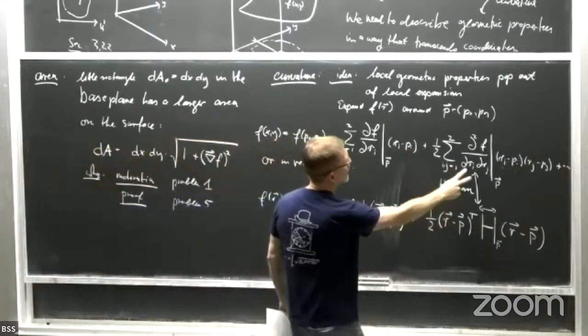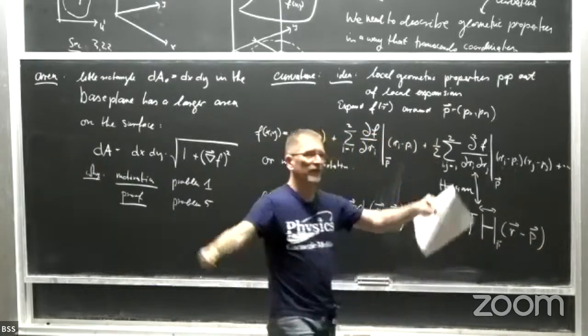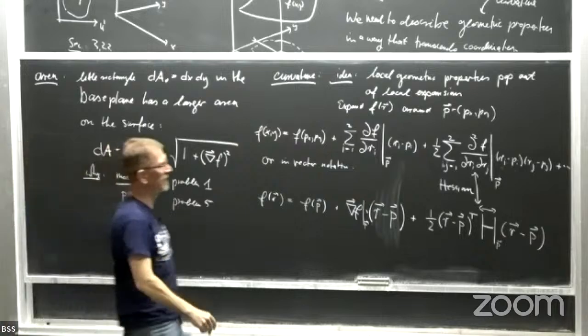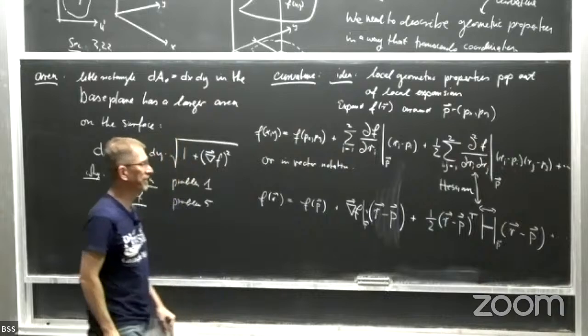It's a symmetric matrix because these partial derivatives commute. And I'm multiplying it from the left and to the right by a vector and its transpose. So it's a quadratic form. And then there comes all the other stuff, plus and so on. Well, we don't have to go as far for today.